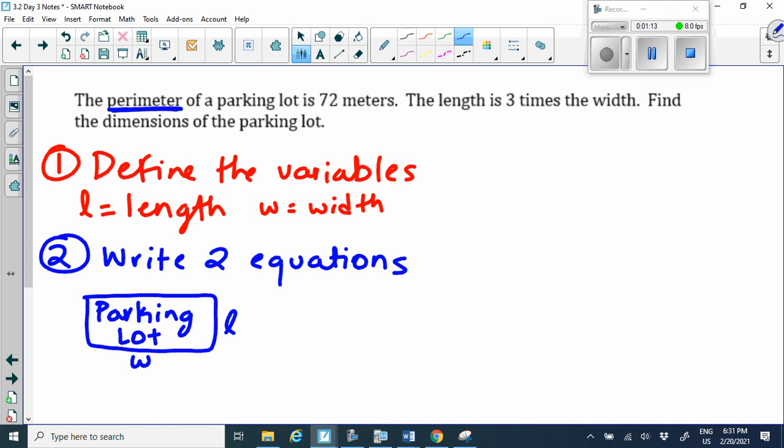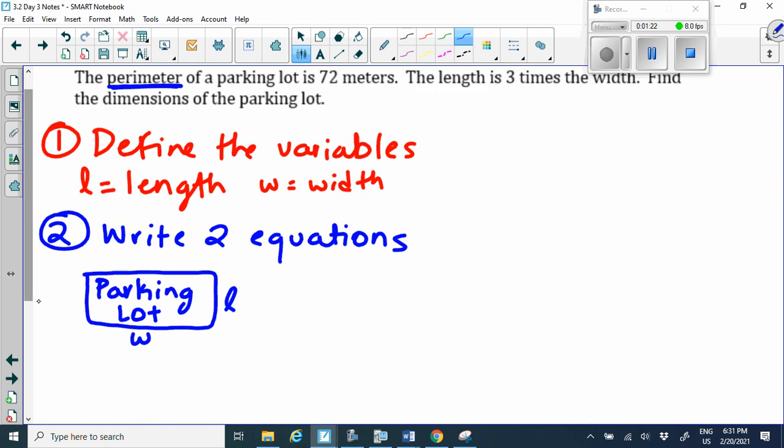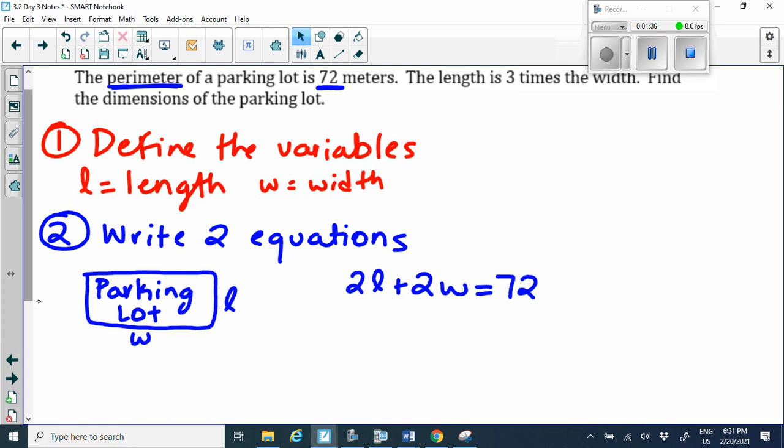Or notice that we have 2 lengths, right? And we have 2 widths. And we add those up, once again, that's perimeter, okay? So here, when we are writing the equation, to think about perimeter, I'm going to say we have our 2 lengths plus our 2 widths. And they tell us that the perimeter is 72 meters. So I'm going to make that equal to 72.